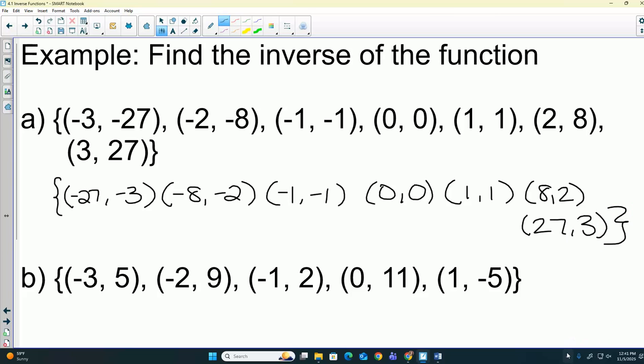All right, you guys do B. Write down the inverse of that.